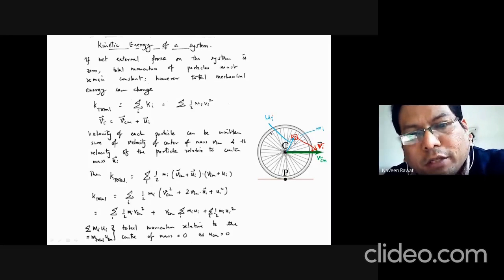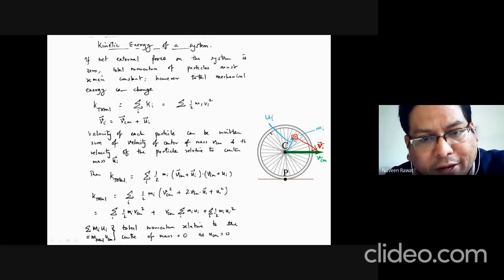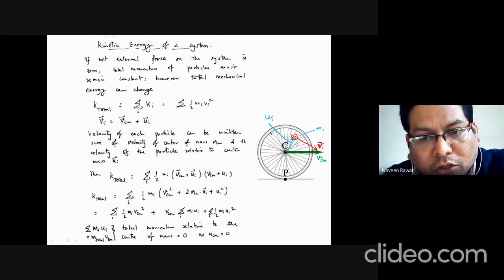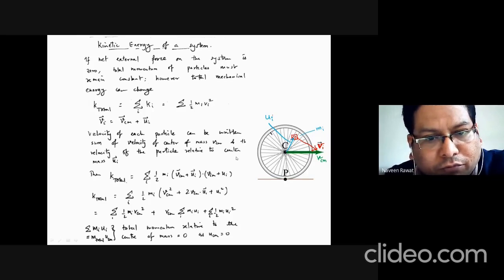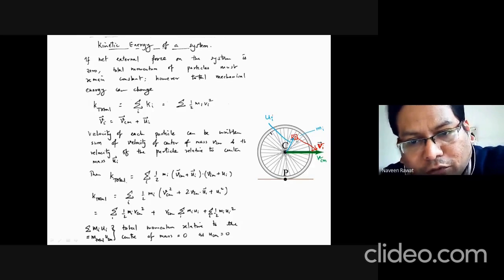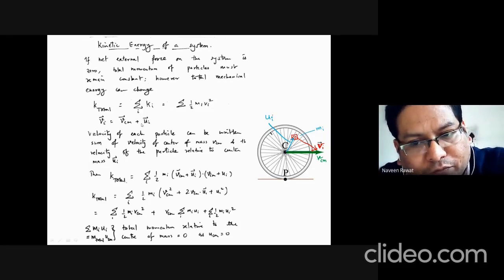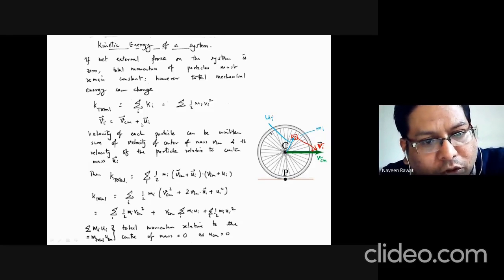Again, we are going to consider just a small mass element somewhere here, m_i, and we know that we can write half of mass times velocity of that element squared. Now what we are going to do is transform this to our value in terms of the center of mass. So the velocity of this object will be the velocity of the center of mass plus the velocity of the object with respect to the center of mass. We are going to decompose those vectors and put them into the equation here.